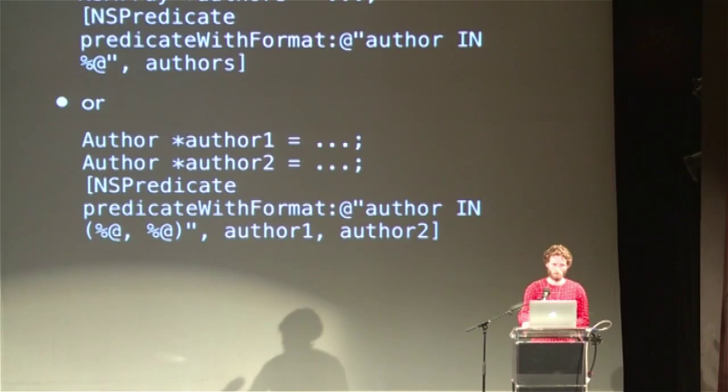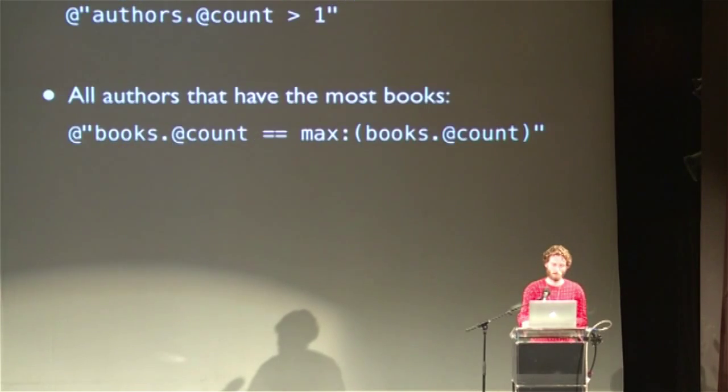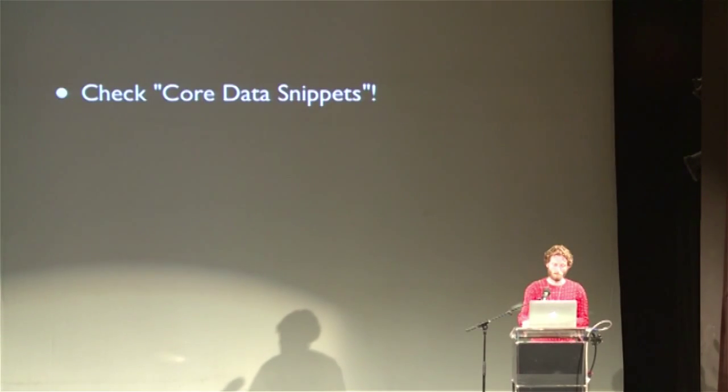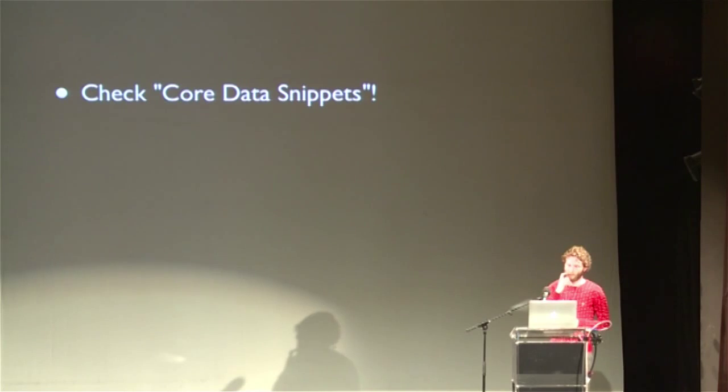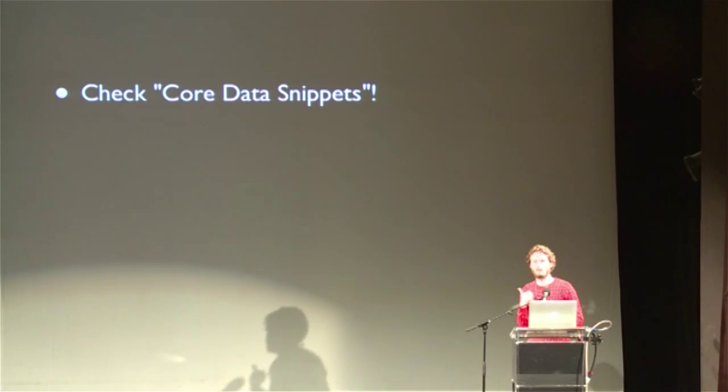And we'll skip through some of this. So this is another thing. If you want to match for an actual object in a relationship, you can pass objects, like your book objects, directly into predicates. It helps performance a lot. And we'll skip through here. There is a document in the Xcode documentation called Core Data Snippets. Check that out. There are a lot of very good examples about predicates, how to write them and how not to write them.